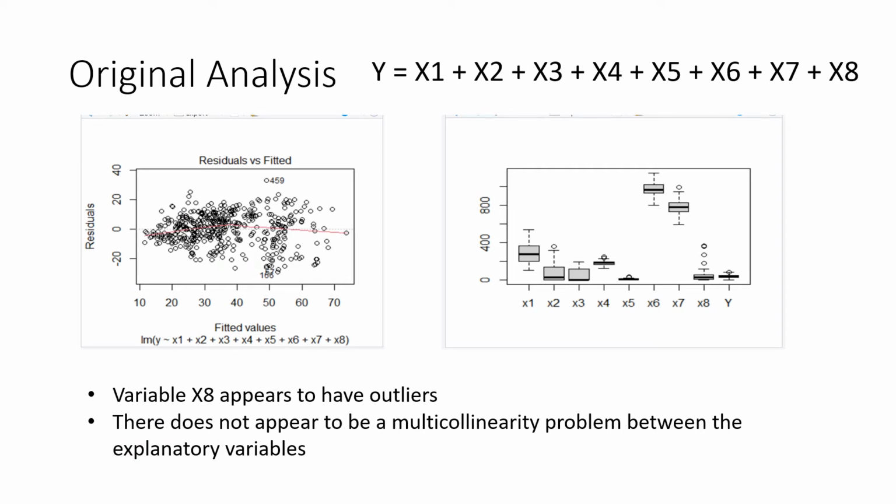Now, for my original analysis, I just did a basic linear regression model with all the variables added. The first test I did, I tested for outliers, and I found through this box plot that variable X8 appears to have outliers, and there also appears to not be a multicollinearity problem throughout the explanatory variables.